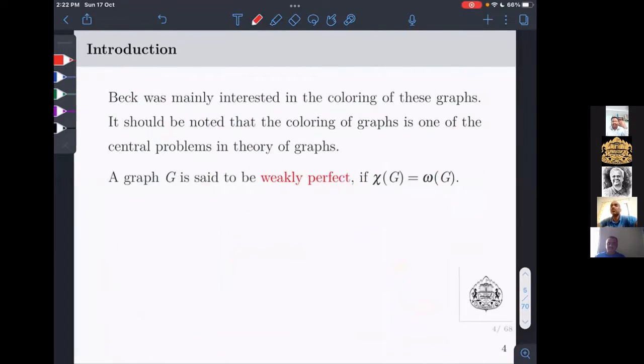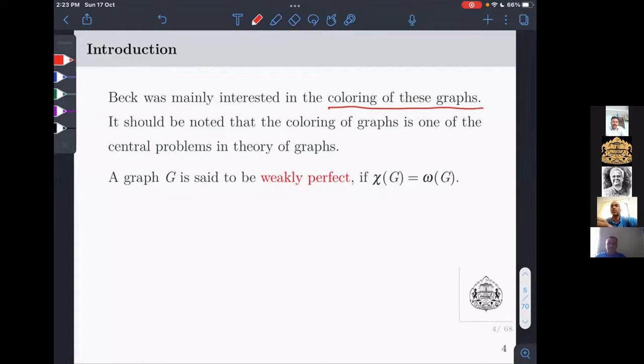As we observed, he was mainly interested in coloring of these graphs. Those who know a little bit of graph theory might know that coloring of a graph is one of the central problems in graph theory, and it is a difficult problem. In complexity theory, I think this is NP-complete or NP-hard, something like that. So coloring of a graph is difficult.